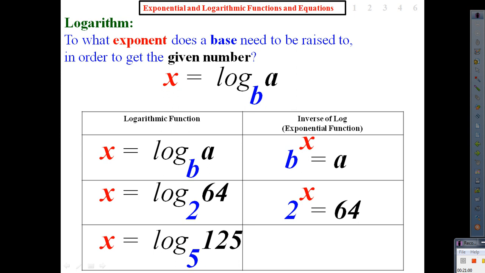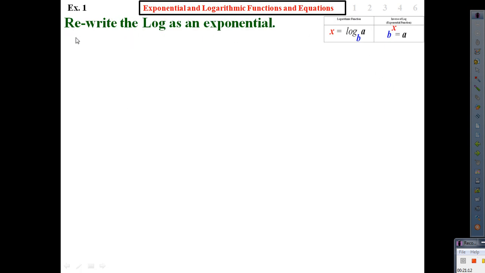All right. So let's get some more practice with this. Example 1. Write this down. Example 1 reads, rewrite the log as an exponential. There's our log: x equals log base 4 of 16. I left over here on the top right what it looks like, in case you need to refer to it. There it is.